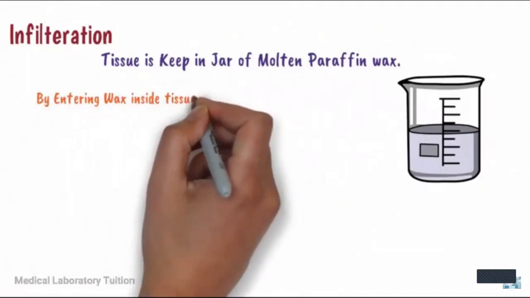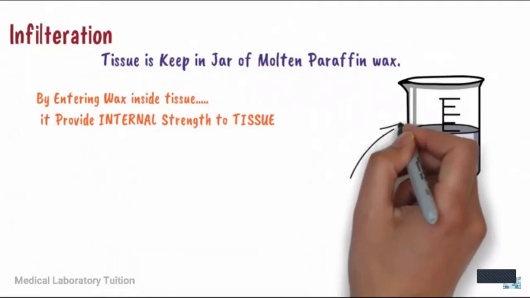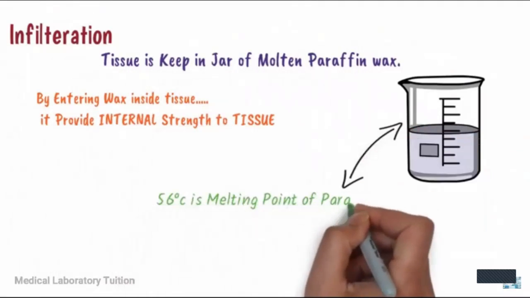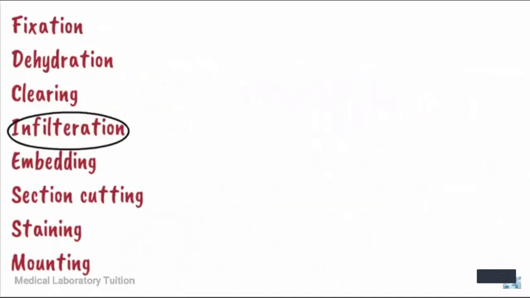Infiltration. After clearing, the tissue is kept in a jar of molten paraffin wax so that the wax infiltrates or enters into the biopsy or autopsy tissue. It provides internal strength to the tissue. 56 degrees is the melting point of paraffin wax. It may change according to the quality of the wax, but not by more than plus or minus 2.